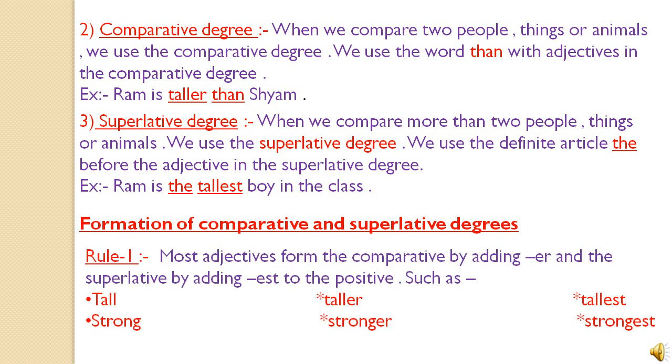According to rule 1, most adjectives form the comparative by adding er to the positive degree of the adjective and the superlative by adding est to the positive, such as tall, taller, tallest. If you see the word tall, in the comparative degree I have added er and it became taller, and in the superlative degree I have added est and it became tallest. Second word is strong, stronger, strongest.